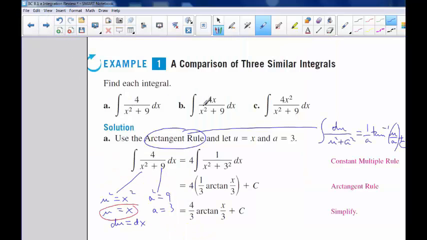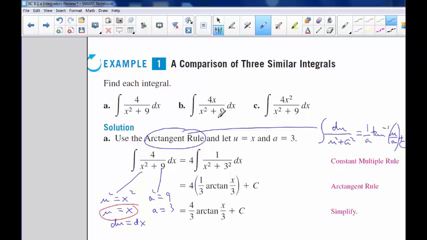So if we look at these three examples from the book, examples 1a, b, and c, you'll notice all denominators are equal. The difference is in the numerators. That one is 4, that one's 4x, that one's 4x squared.